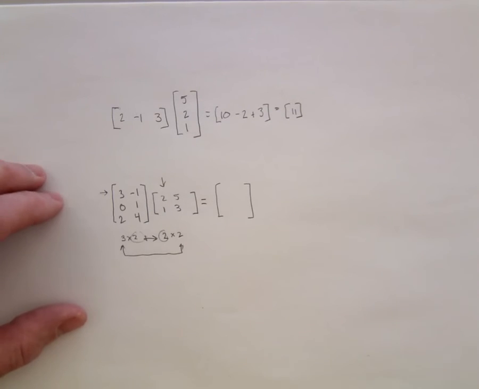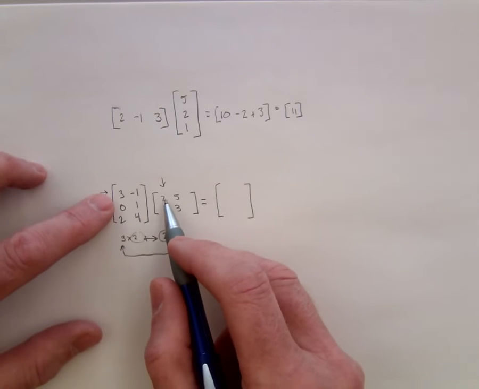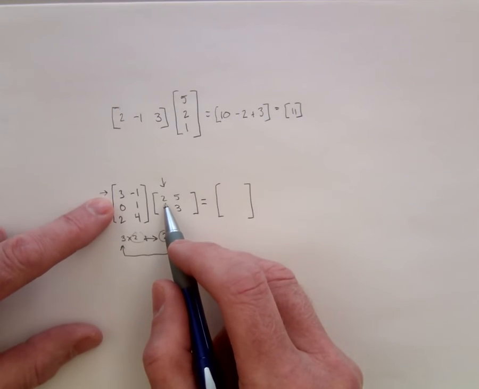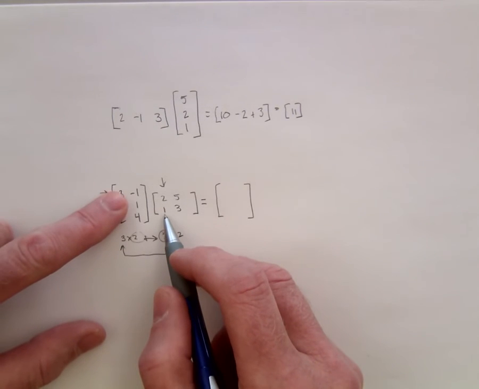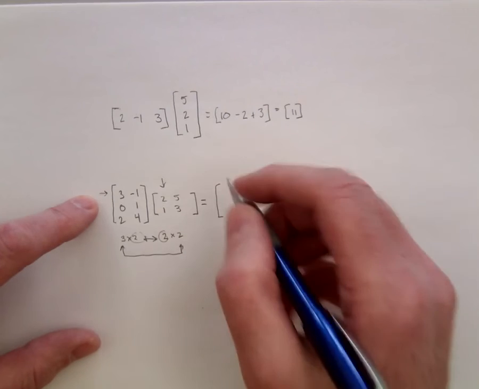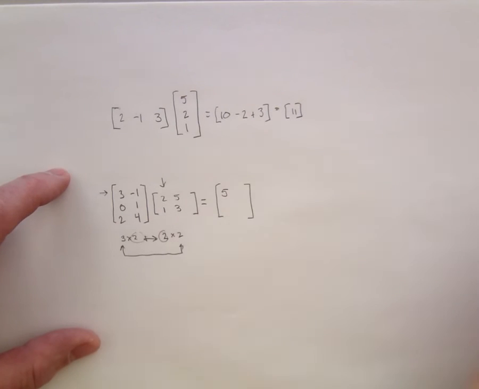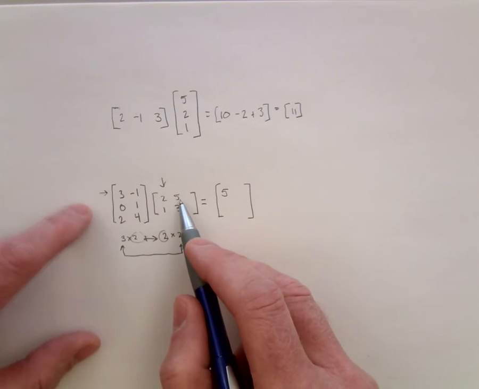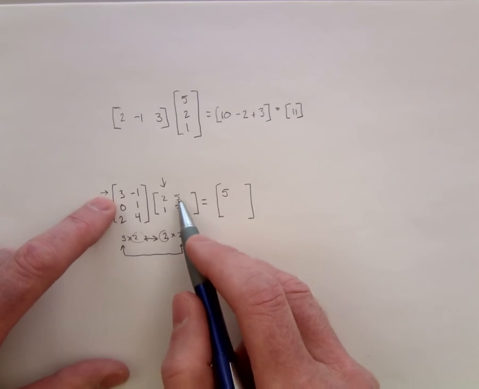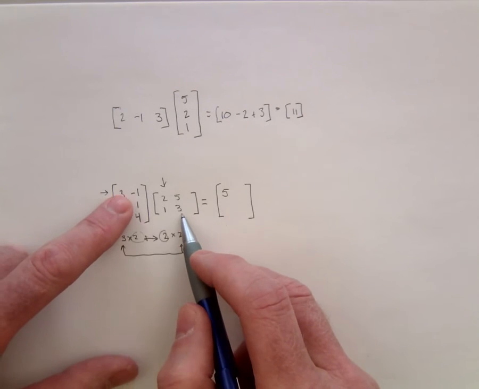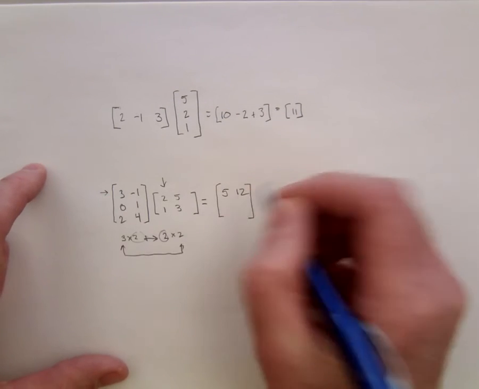And then we just proceed to multiply rows and columns as we did up above. So here we're going to have 3 times 2 for 6, 1 times negative 1 for negative 1, and 6 plus negative 1 is 5. Then we'll stay in the first row here, but we'll go to the second column. So we'll have 3 times 5 for 15, plus negative 3 will give us 12.